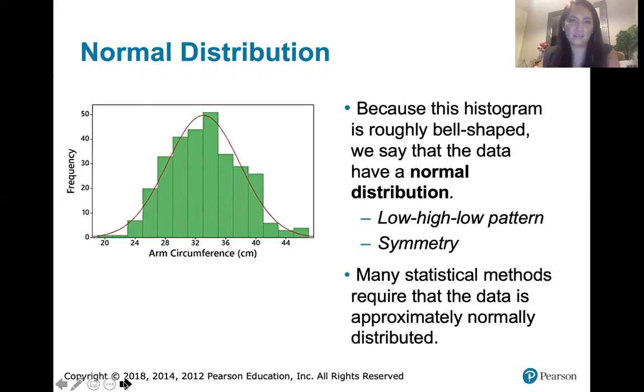Many statistical methods will require that the data is approximately normally distributed. So we're looking for this low, high, low pattern. There's a much better way to determine whether a particular data set is normally distributed, but this is a quick way to determine at a glance. If you see the low, high, low, and the symmetry about the middle of that range of values on the horizontal axis, then we would say that the data are normally distributed.